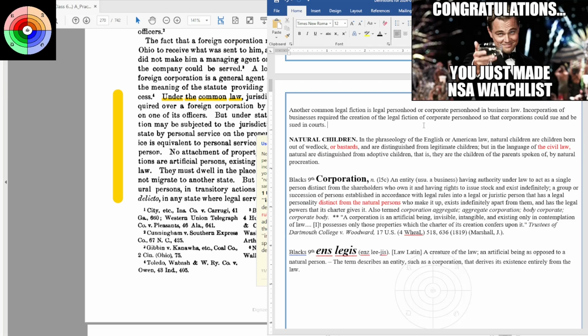This is from Black's Ninth. An entity, usually a business, having authority under law to act as a single person. A single person, huh? Distinct from the shareholders who own it and having rights to issue stock and exist indefinitely. I could get into the whole indefinitely part and the statute of mortmain, but I won't. Let's just leave it at the point that corporations should never, ever, ever be able to exist indefinitely.